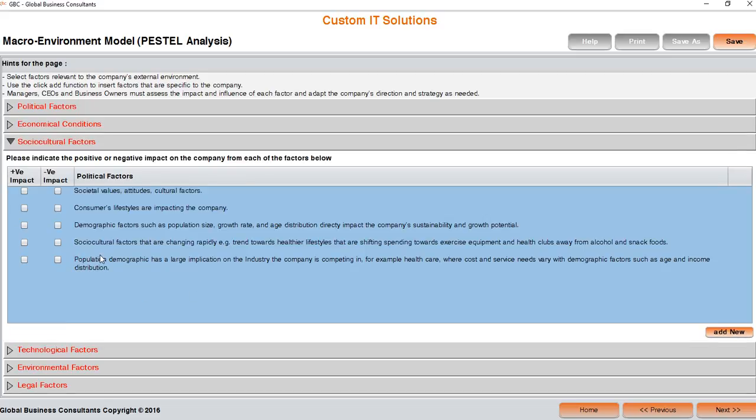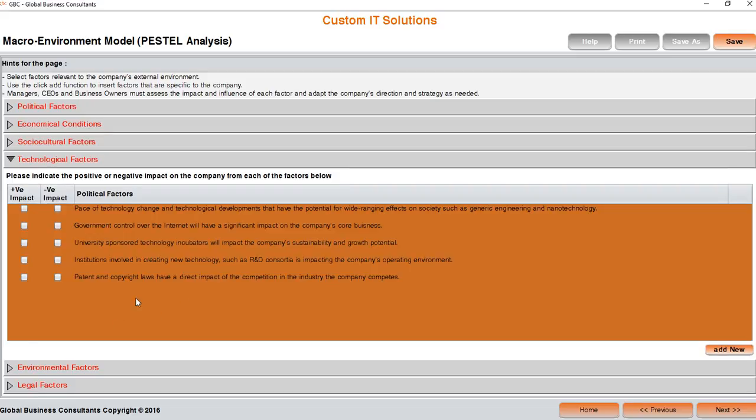In terms of sociocultural, this tends to not impact our business, as we are more business to business rather than business to consumer. But I'm going to say that population demographic has a large impact on the industry the company is competing in. Most of the companies we work with are business to business, so it tends to negatively impact us when our major customers are impacted.